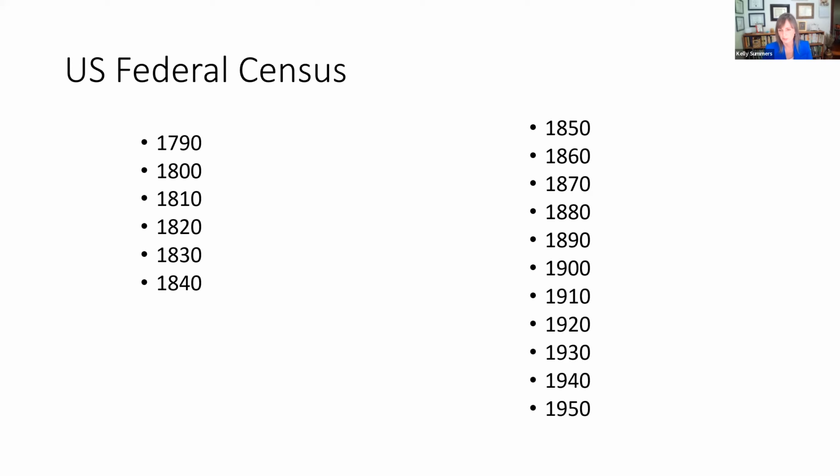Beginning in 1850 and on down to 1950, we have the names of every person in the household listed. So you can search any name for anyone in the family and they should appear during those years.